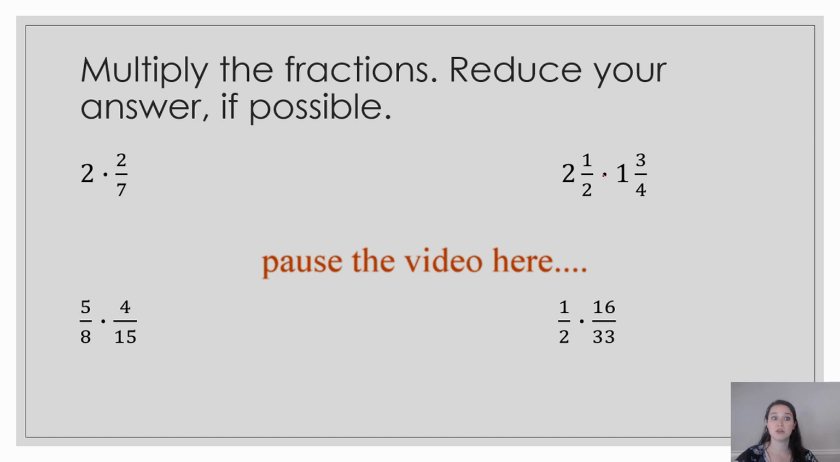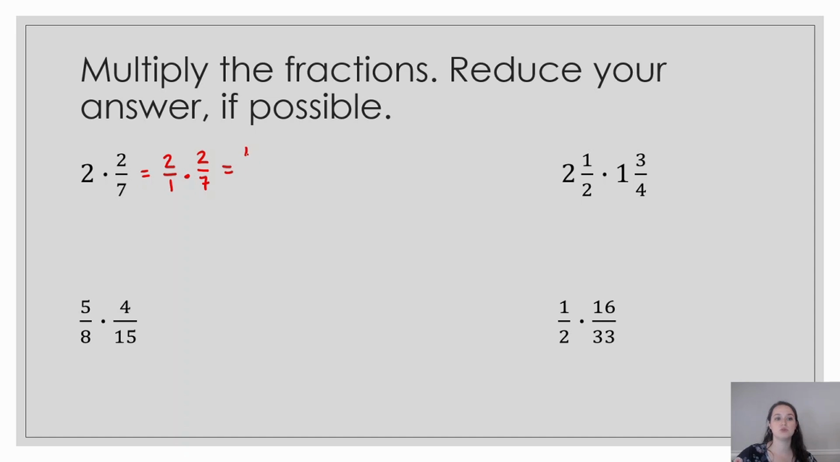If you want to pause the video and try it out on your own, go ahead. I'm going to go ahead and start solving them. I've got a big 2, so just a whole number 2 times 2 over 7. So I'm going to rewrite this so it looks like 2 fractions multiplied by each other. Remember, if it's just a whole number, that means it's just 2 over 1. So 2 over 1 times 2 over 7. Just multiply across. 2 times 2 is 4. 1 times 7 is 7. Didn't have anything to cross cancel. So I am good there. I'm done.